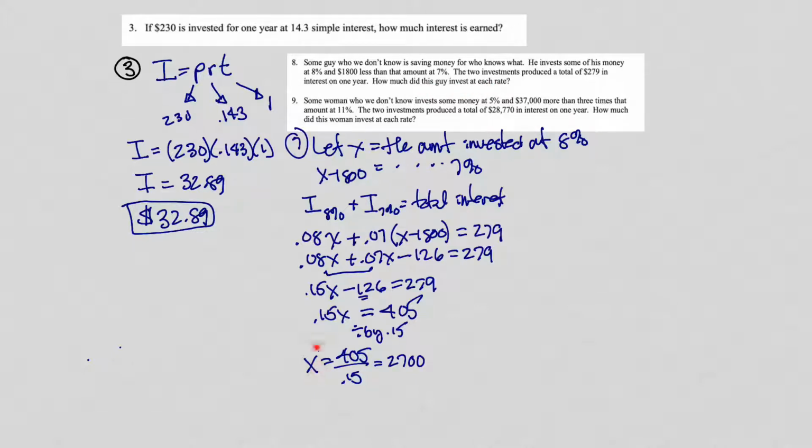Well, we've got the X, and right below it, we've got X minus 1,800, so I'm going to write that down. X minus 1,800, and there's the X right there. 2,700 minus 1,800 is 900. So let's just summarize here. So at 8%, this fellow invested $2,700, and at 7%, this fellow invested $900.